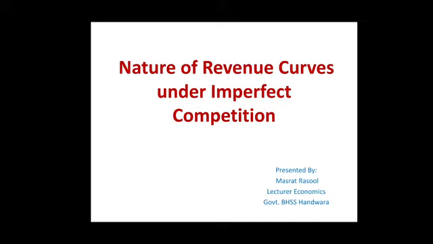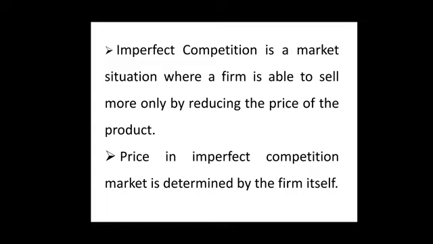In this video lecture, you will learn the behavior and nature of various revenue curves under imperfectly competitive market situation, or we can say under imperfect competition. Students, as already discussed in our previous lectures, in case of imperfect competition, a firm is a price maker. We discussed two important forms of imperfect competition, which are monopoly and monopolistic competition, in our previous two lectures.